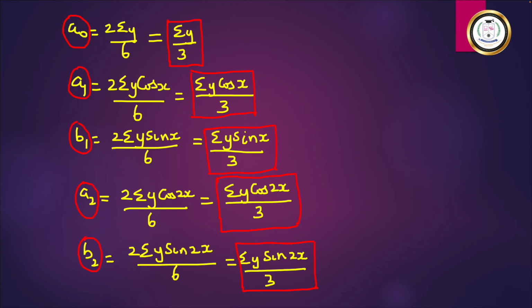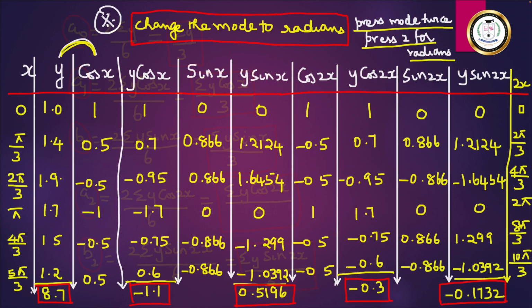Similarly, how will you find sigma y sin x? You need a column for sin x so that you can find y into sin x, and the total of that column will give you sigma y sin x. Similarly, sin 2x and sigma y sin 2x. Similarly, cos 2x and sigma y cos 2x. Now, these are the columns that you need. Those are the columns that you see on the screen.